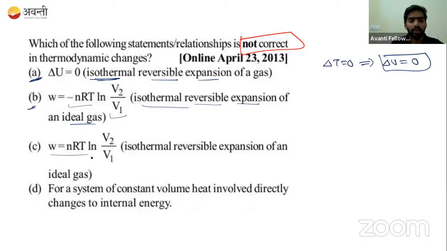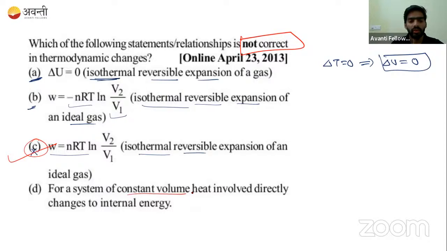It is telling work done is equal to nRT natural log of V2 upon V1, isothermal reversible. But now we see that the formula is minus nRT, not plus nRT. So this is the incorrect option. So our correct answer is option C. Okay, and then what is it telling in option D?